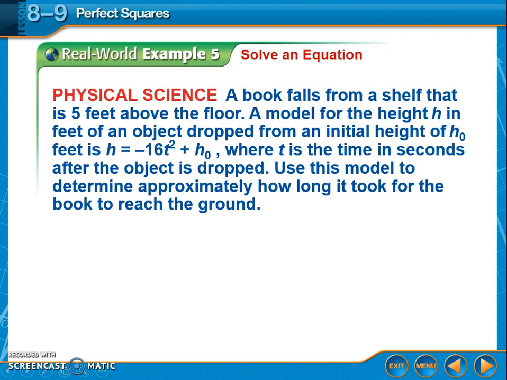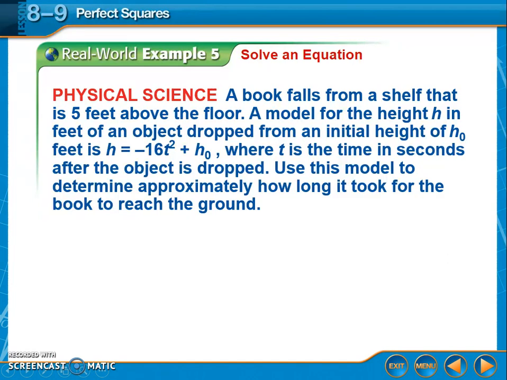Okay, last one. A book falls from a shelf that is 5 feet above the floor. A model for the height h in feet of an object dropped from an initial height of h0 feet is h equals negative 16 t squared plus h0, where t is the time in seconds after the object is dropped. Use the model to determine approximately how long it took for the book to reach the ground.